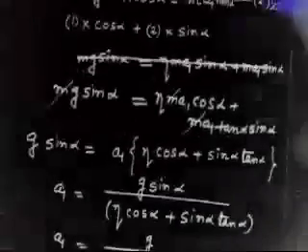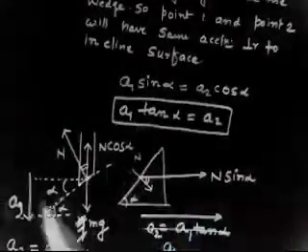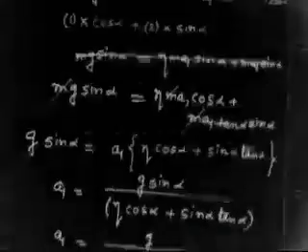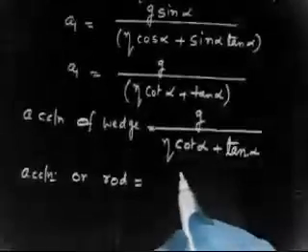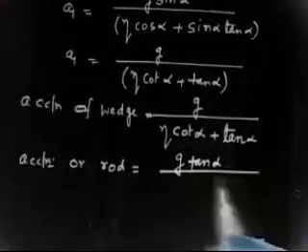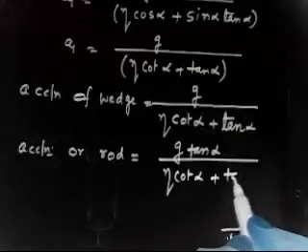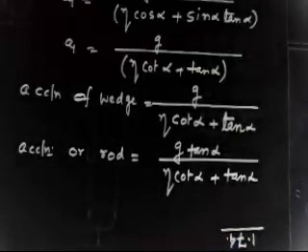You can see your copy, or I can show you. So you see a2 is equal to a1 tan alpha. a2 is the acceleration of the rod. So for the rod it is a1 tan alpha, so I have to simply multiply this by tan alpha. Tan alpha divided by eta cot alpha plus tan alpha. So this is a pretty easy problem.